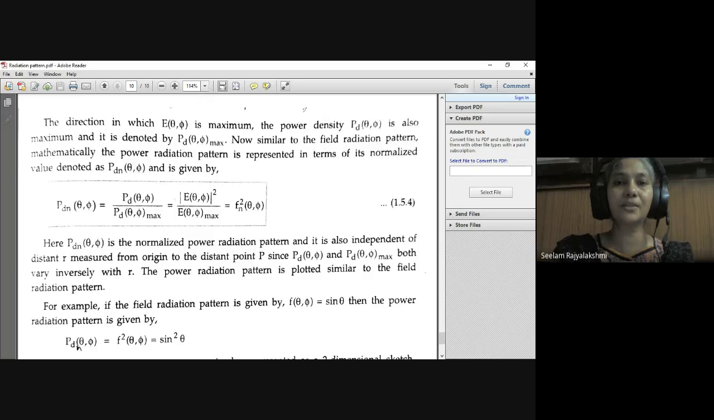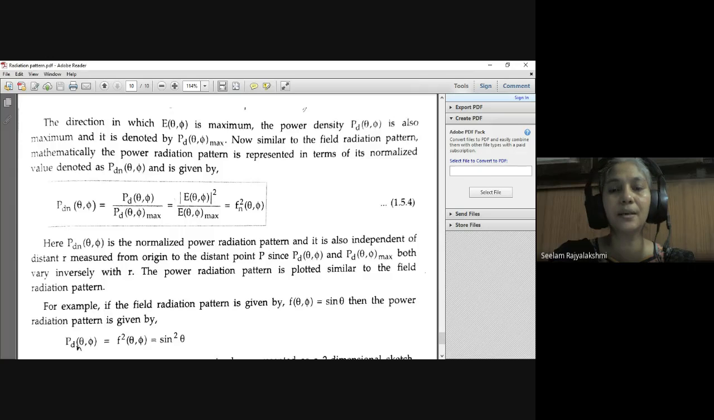Now similar to the field radiation pattern, mathematically the power radiation pattern is represented in terms of its normalized value, denoted as PDN theta comma phi. That is, PDN theta comma phi equals power density theta comma phi by power density maximum, which equals E theta comma phi whole square by E theta comma phi maximum whole square, which equals Fn square theta comma phi. This is the normalized power radiation pattern, and it is independent of the distance r measured from the origin to the distant point P.